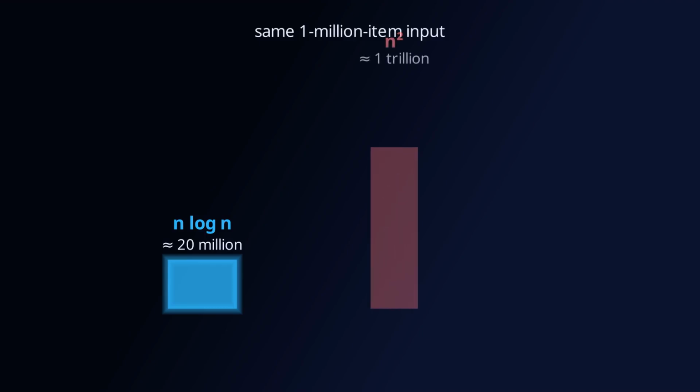In practice, this stays wonderfully manageable. Sorting 1,000,000 items with merge sort takes about 20 million operations, not the trillion it would take a slower method. This is why n log n is the gold standard for sorting.